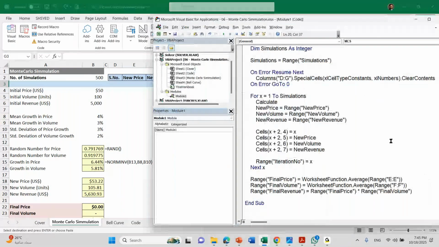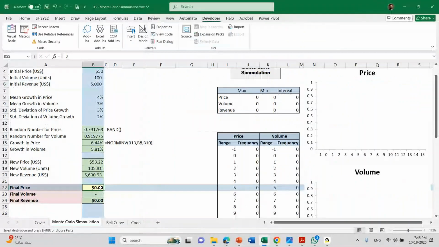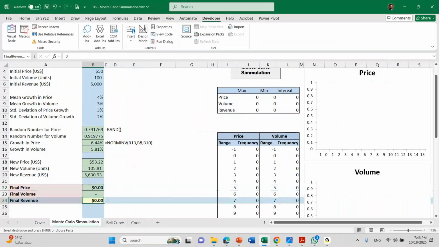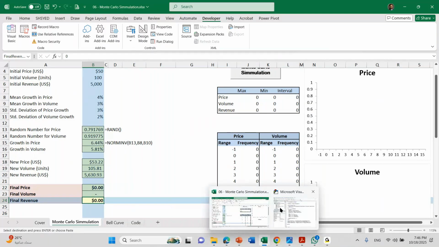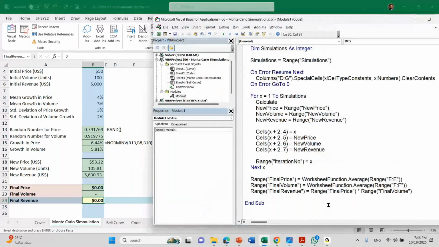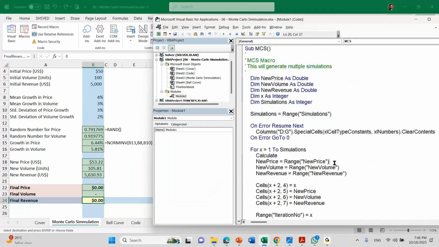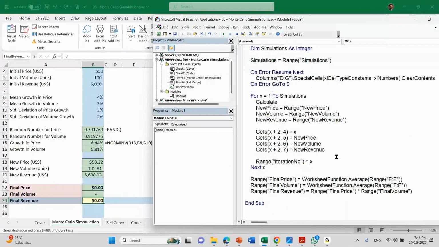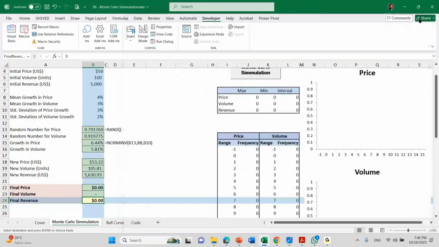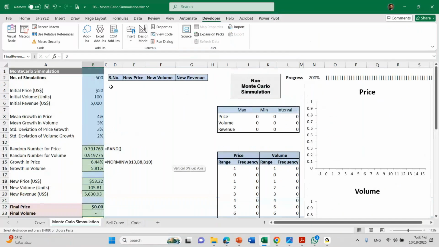And then finally, it will calculate the final price. Here is the final price and final volume and final revenue. This is what it is going to calculate. And with this VBA code already generated, this sub is MCS, or Monte Carlo brief, which is for Monte Carlo simulation. So this sub is going to run this particular code for me. And if everything goes correct, we will see 500 items randomly generated and pasted here.